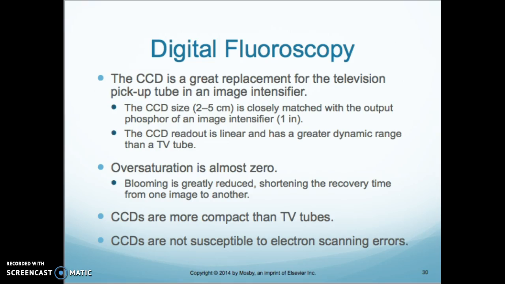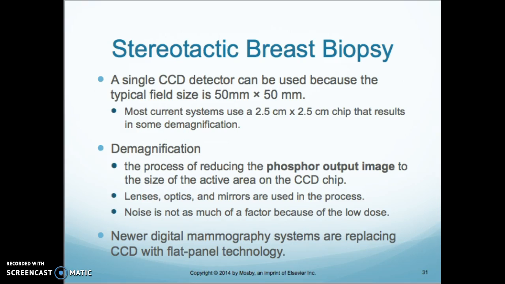The CCD readout is linear and has a greater dynamic range than the TV tube. Oversaturation is almost 0, so blooming is greatly reduced. The benefit is a shorter recovery time from one image to another. CCDs are more compact than TV tubes. Oh yes, I would agree with that. CCDs are not susceptible to electron scanning errors, which is very nice.